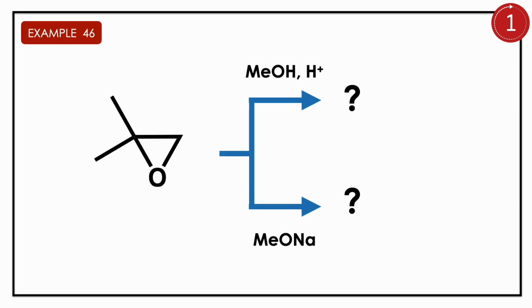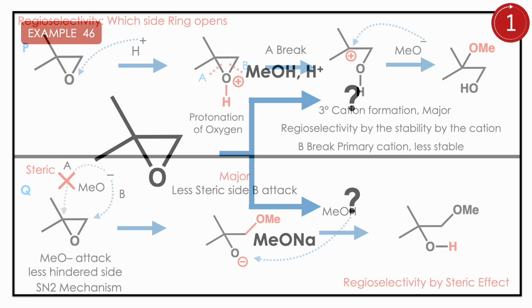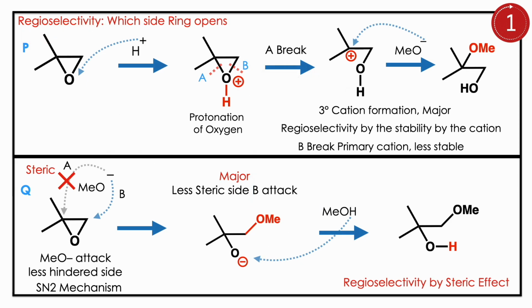Then the next example, you have an epoxide with two methyl groups and two different conditions, two different reagents: acidic condition with methanol, and basic condition with sodium methoxide. So with two different conditions, you should find what the final product will be. Here there are two different pathways, two different mechanisms.